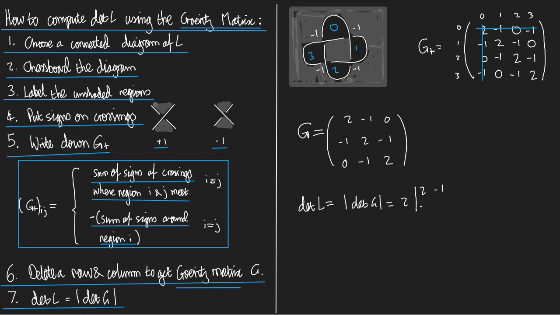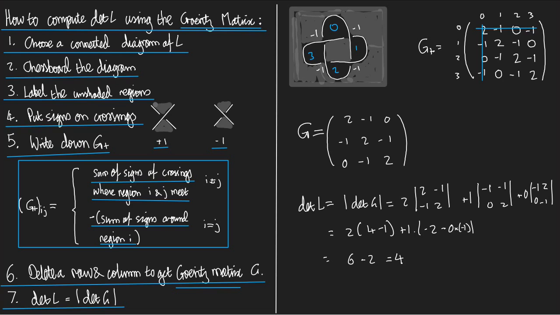2 times 2 minus 1 minus 1, 2 plus 1, I'm expanding along the top row, plus 1 times the determinant of minus 1, 0, minus 1, 2, plus 0 times the determinant of minus 1, 0, 2, minus 1, which is 2 times 4 minus 1, plus 1 times minus 2, minus 0 times minus 1, plus 0, so I'm ignoring it, which is 6 minus 2, which is 4. Ah, I lost all my absolute values. So let's not forget those. There we go, which is 4. Okay, so that's using the Goeritz matrix.